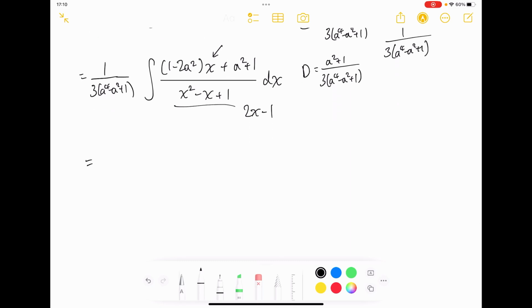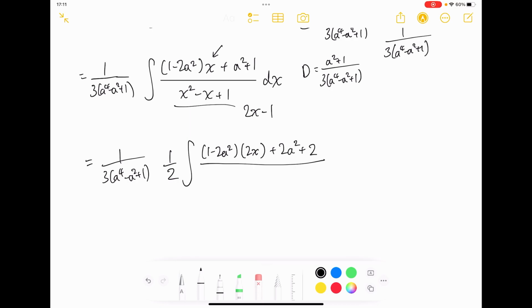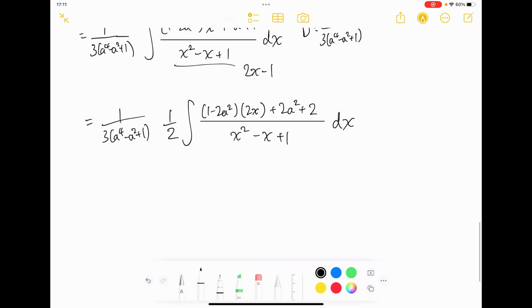So, we are literally going to do 1 over 3 times a to the 4th minus a squared plus 1. That is our factor right there. And then we are going to divide this by 2 and multiply the top by 2. Right, so that's going to be 1 minus 2a squared times 2x plus 2a squared, because we're multiplying everything by 2, plus 2 divided by x squared minus x plus 1 dx, because the denominator stays the same. And we have the 2x.